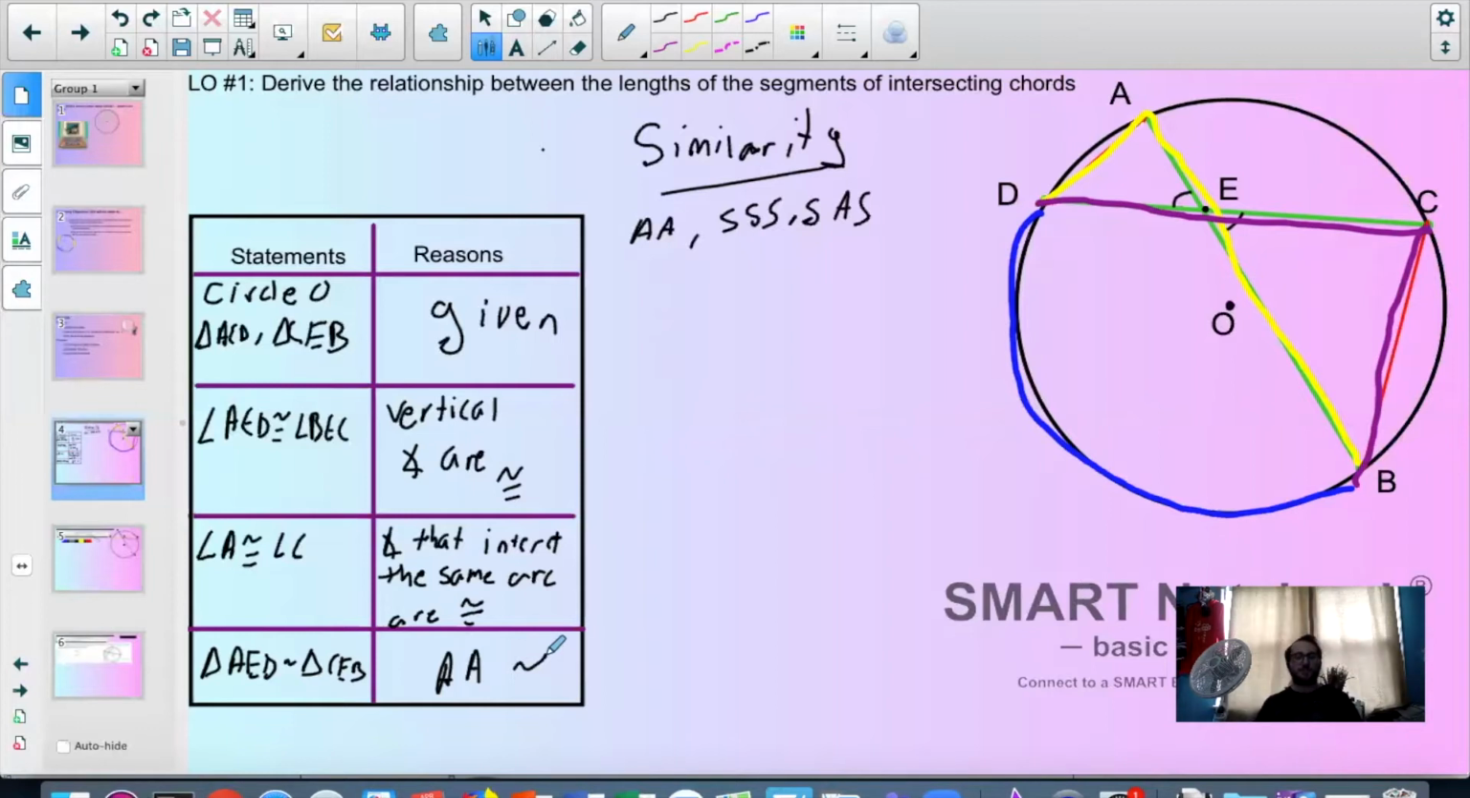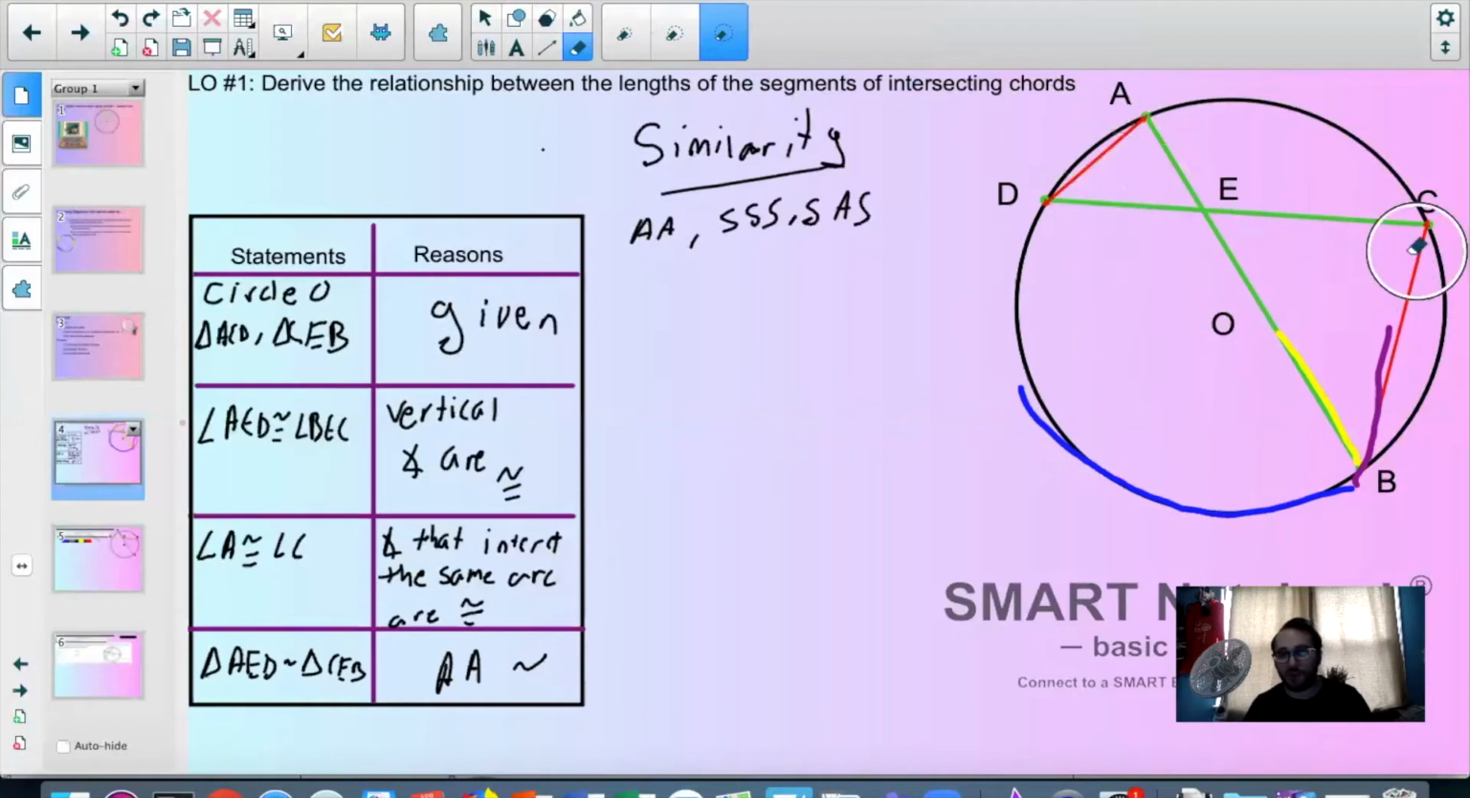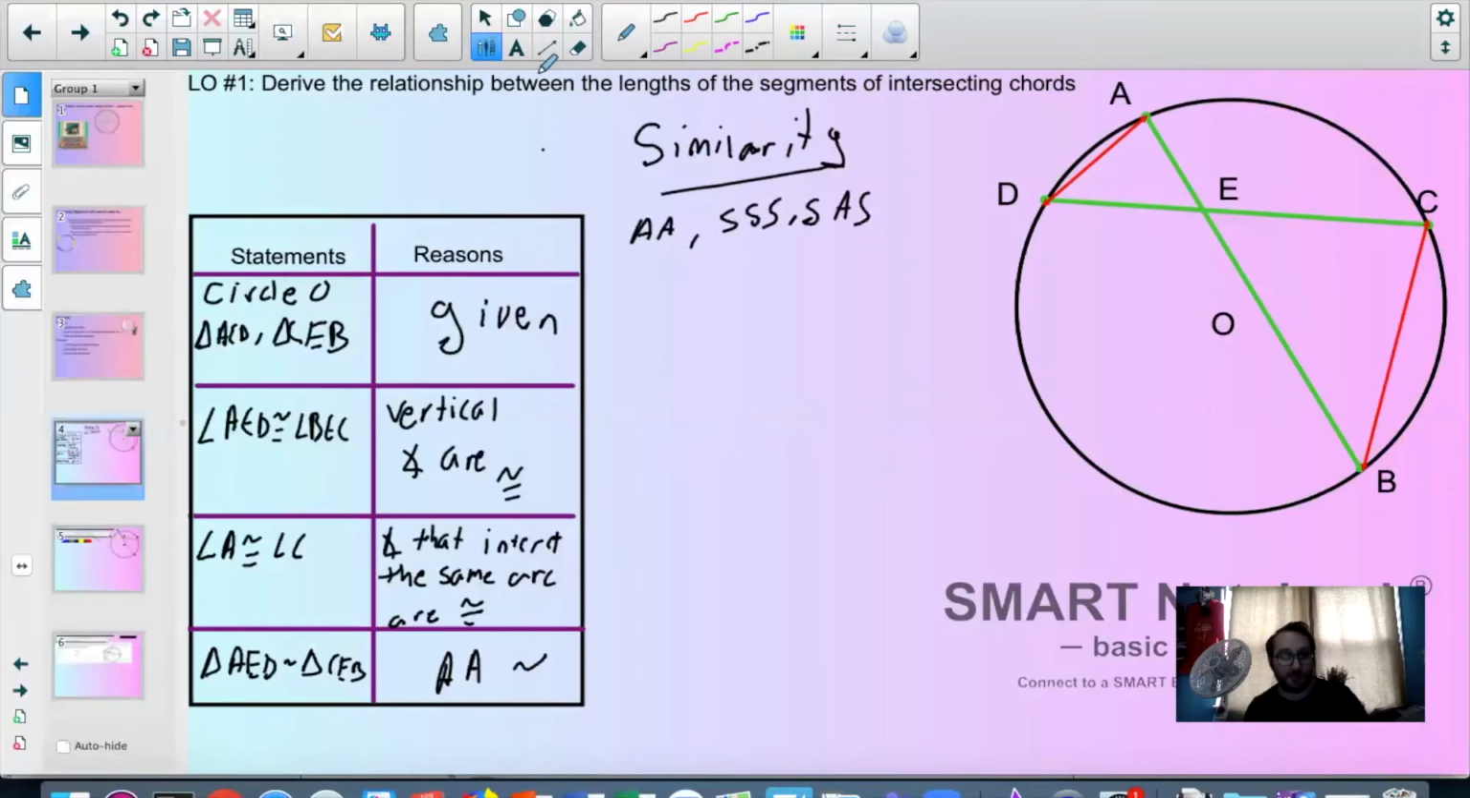Now you might be asking yourself, Mr. D'Souza, why do we prove that these two triangles are similar? Who cares? Remember, we want to try to figure out a relationship between these line segments, right? And if we know that these two triangles are similar, what do you know about their corresponding parts, or rather their corresponding sides? They are proportional. So we can set up a proportion for both triangles. So AE is proportional to CE, and DE is proportional to BE, right? So this side is proportional to that side.